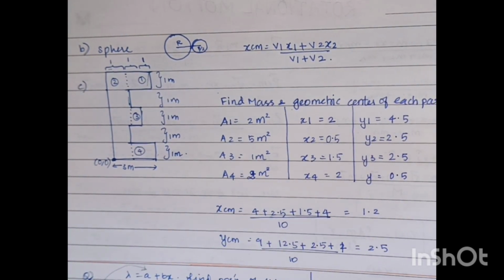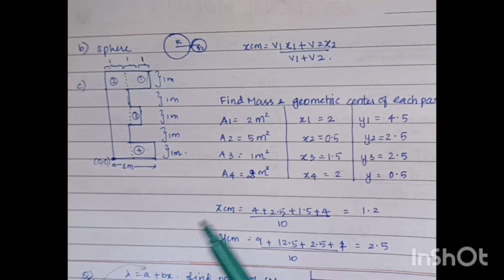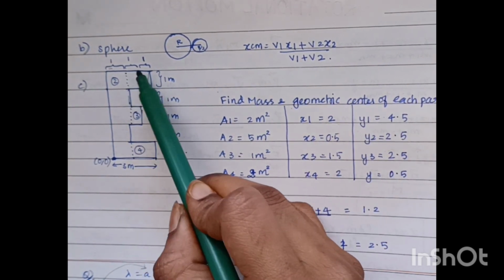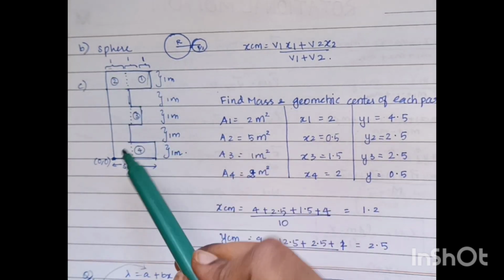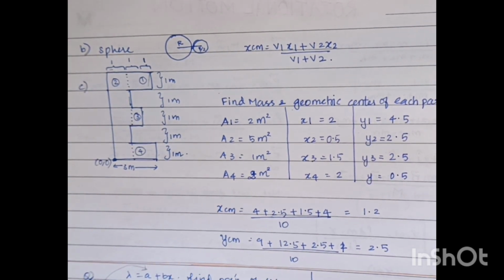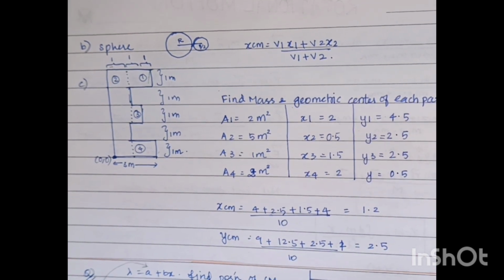Now, to make the question easy, we are dividing it into 4 parts. The first is this part, the second is this whole big part, the third is this part, and the fourth is this part. Now I am finding the mass and geometric center of each part. So please see that.